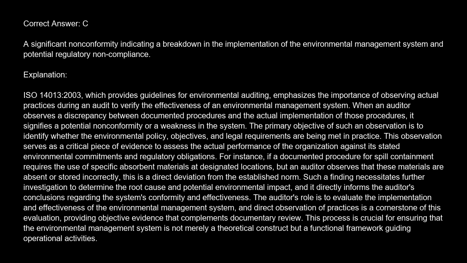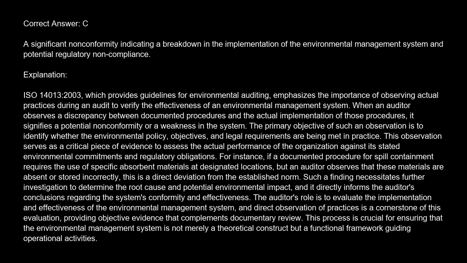The primary objective of such an observation is to identify whether the environmental policy, objectives, and legal requirements are being met in practice. This observation serves as a critical piece of evidence to assess the actual performance of the organization against its stated environmental commitments and regulatory obligations. For instance, if a documented procedure for spill containment requires the use of specific absorbent materials at designated locations, but an auditor observes that these materials are absent or stored incorrectly, this is a direct deviation from the established norm.